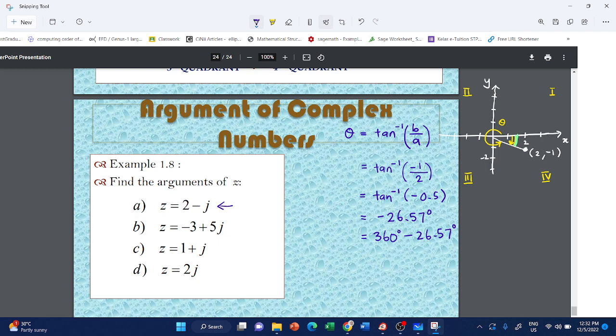But if we want to find the angle on the yellow side, we have to deduct it from 360. So what is your answer if we deduct? 333.43. Okay, so this is your answer. Do you have any questions to ask here? No.